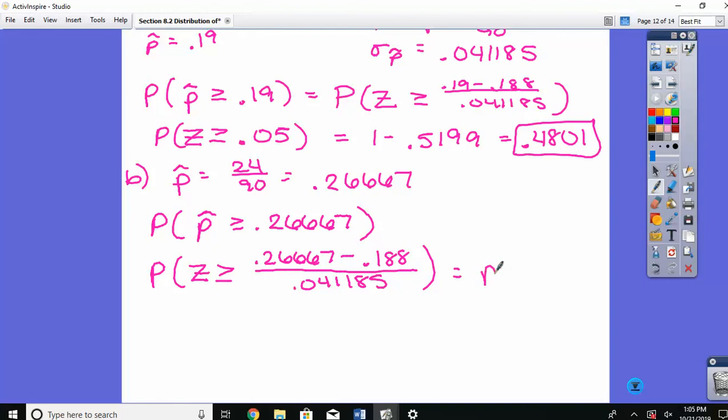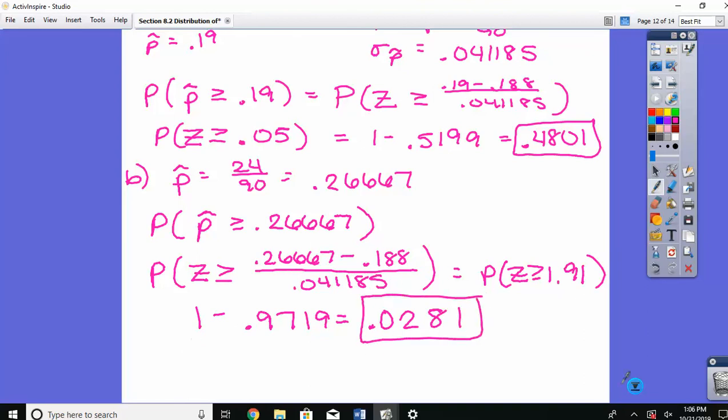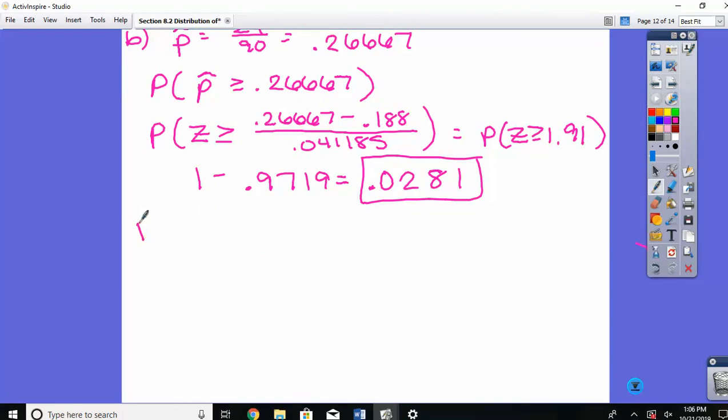So I get the probability that z is greater than or equal to 1.91. It's 1 minus, right? And 1.91 gives me 0.9719. So we get 0.0281. So what can we conclude here? It's less than 5%. So this is an unusual result.